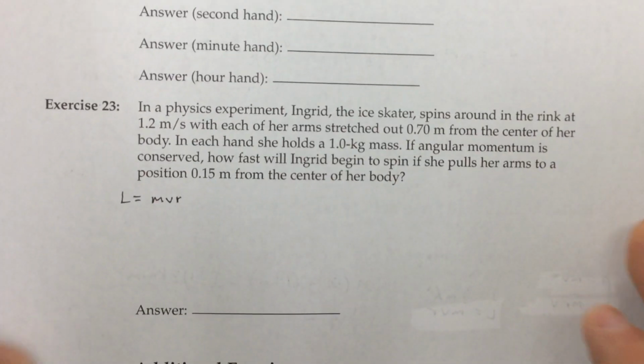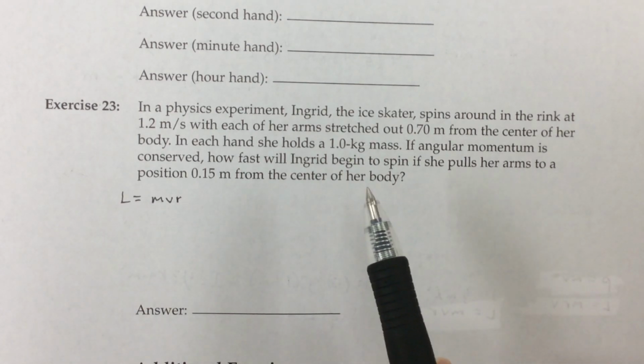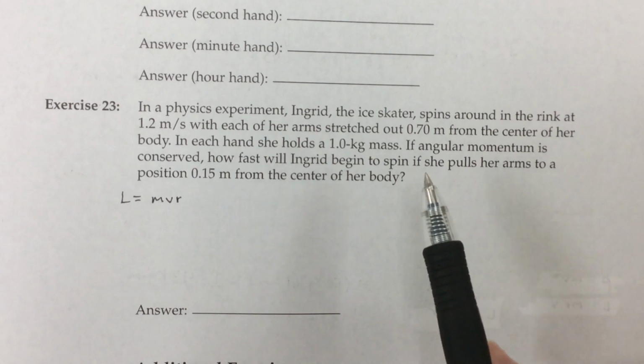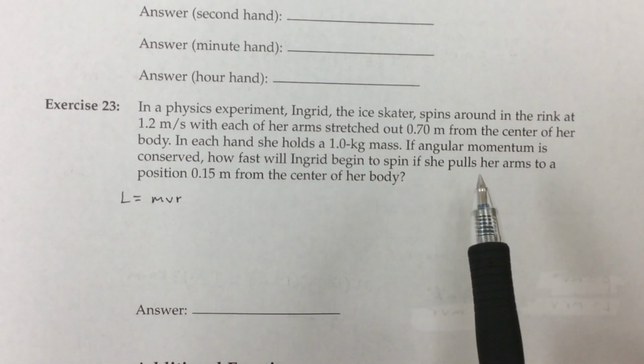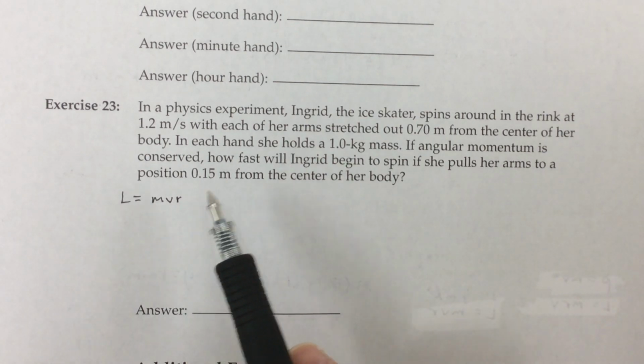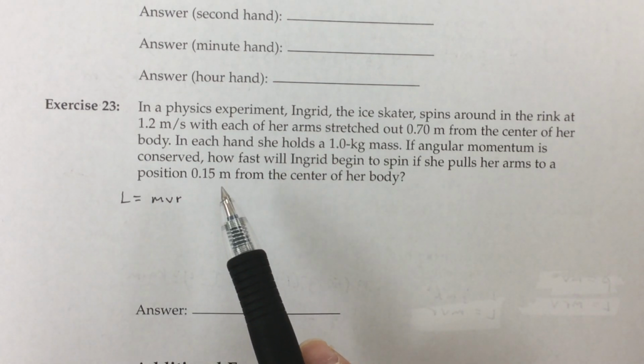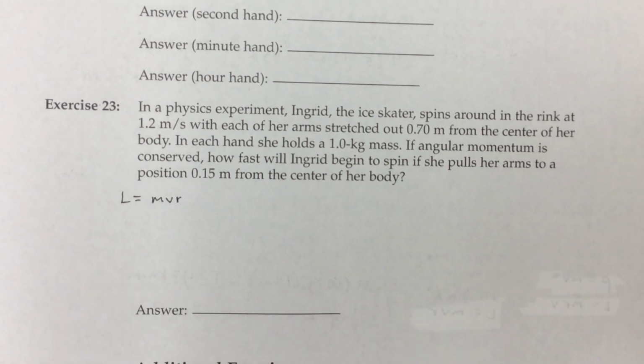Okay, one more. In a physics experiment, Ingrid, the ice skater, spins around at the rink at 1.2 meters per second, with each of her arms outstretched at 0.7 meters from the center of her body. In each hand she holds a 1 kilogram mass. If angular momentum is conserved, how fast will Ingrid spin if she pulls her arms into a position of 0.15 meters from her center?